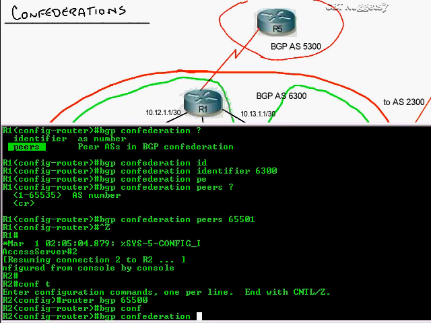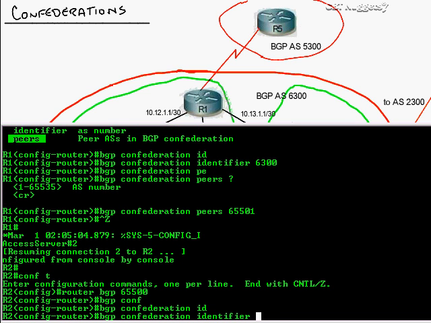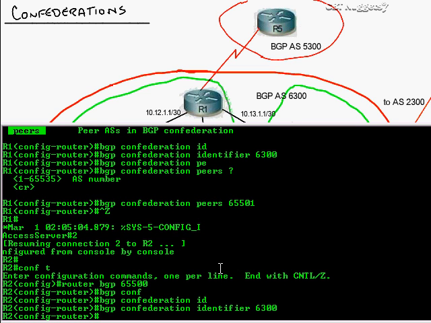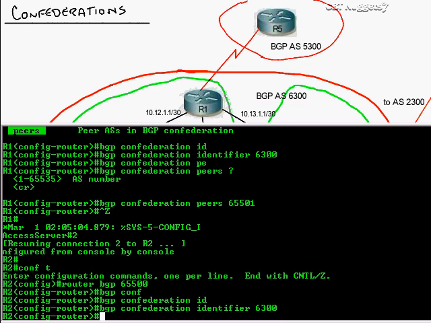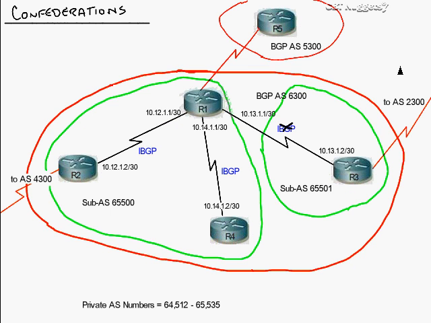BGP confederation identifier on router 2 now, 6300. Now on this router, do I have to type in any peer statements? No, I don't, because this one does not have any peer relationships that go to other sub-autonomous systems. It's only going to have relationships with the outside routers. So it saves us some typing. We just need to tell it its identifier on every single one of those. Let me go ahead and pause the recording. I'm going to go do this on all of them in the system, and then we'll come back and configure the eBGP relationship between router 1 and router 3.